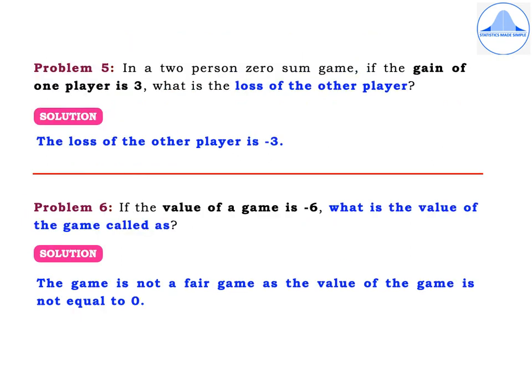Problem 5. In a two-person zero-sum game, if the gain of one player is 3, what is the loss of the other player? So solution is very simple. The loss of the other player is minus 3. Problem 6. If the value of a game is minus 6, what is the value of the game called as? Solution. The game is not a fair game. That's what we can say, as the value of the game is not equal to 0.